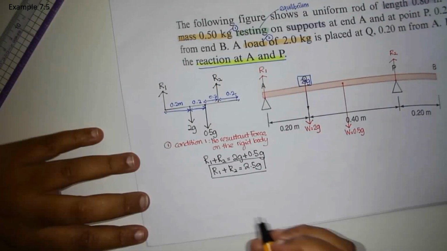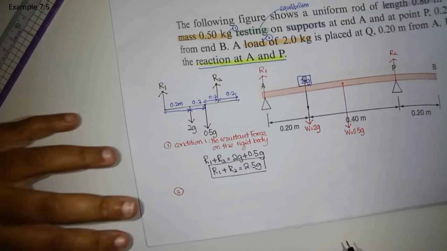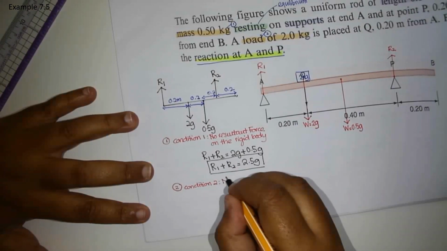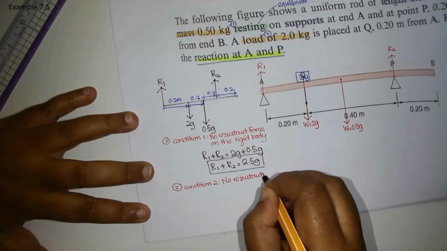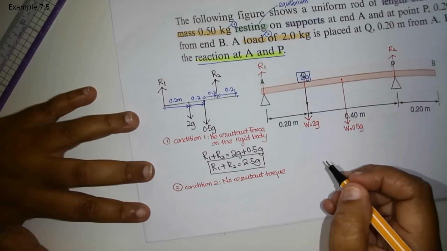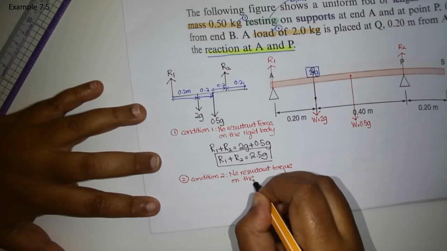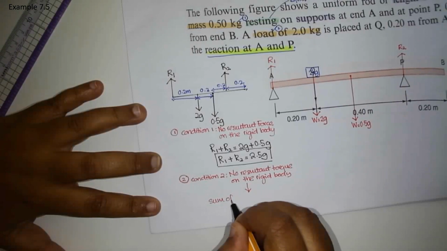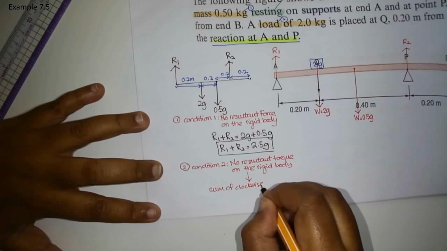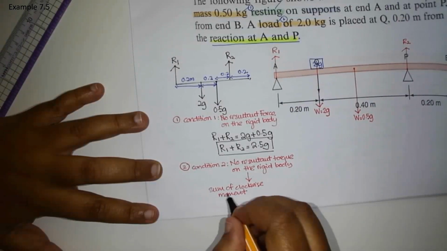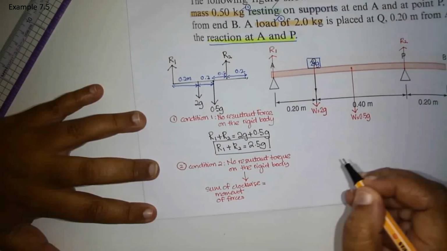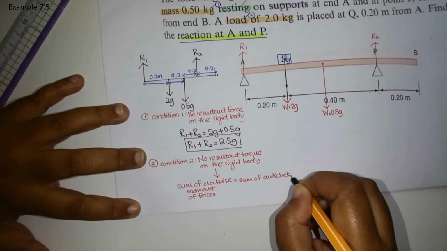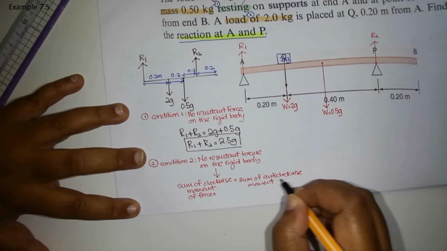Then I now apply the second condition, condition number 2. What is condition number 2? No resultant torque on the rigid body. That means the sum of clockwise moments of forces is equal to the sum of anti-clockwise moments of forces. Either one.